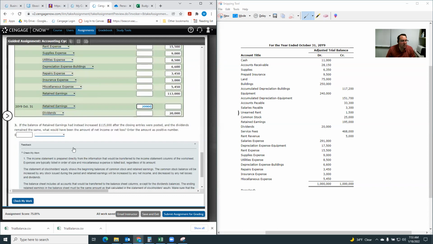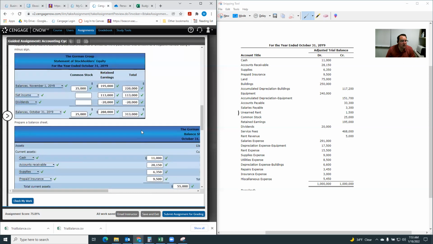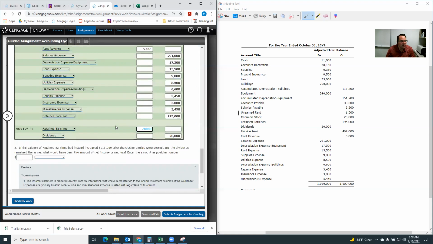Finally, it asks us if the balance of the retained earnings had instead increased $115,000 after the closing entries were posted and the dividends remain the same, what would it have been about the amount of net income? So we show here that we increased, let's see, with 113,000 net income and 20,000 in dividends. That means that we increased by 93,000. So if our dividends stay the same, then how much net income would we have had to have in order to increase by 115,000?